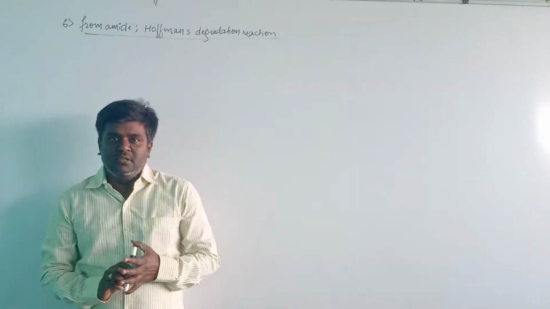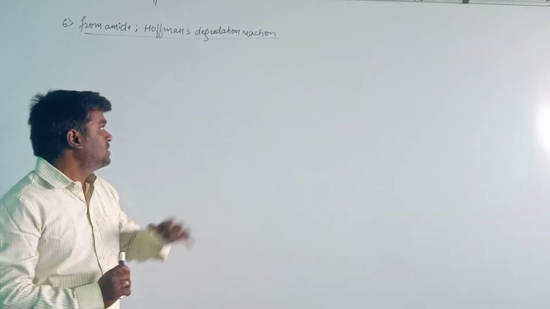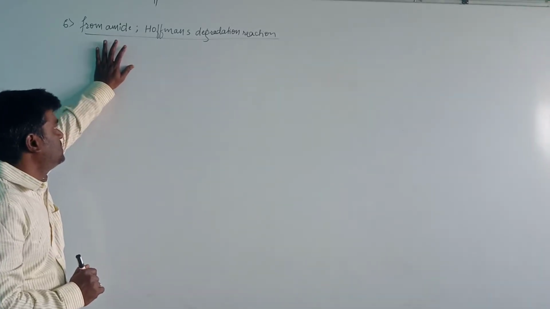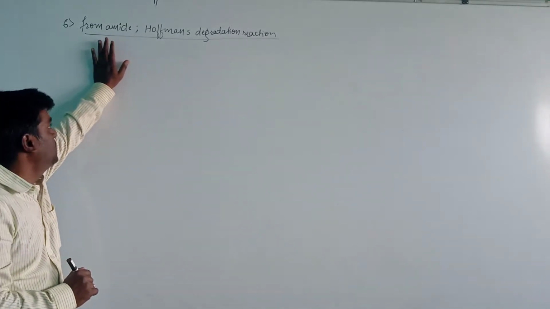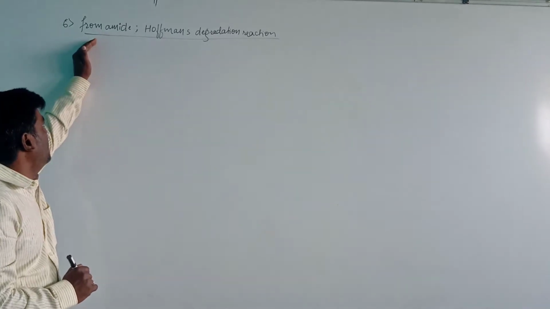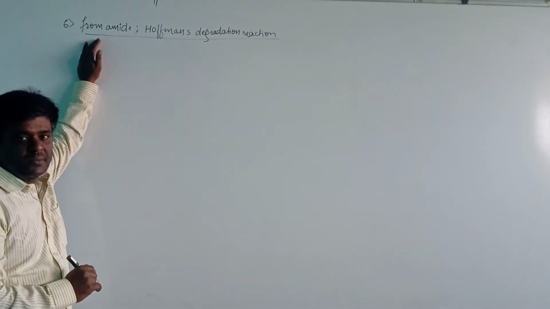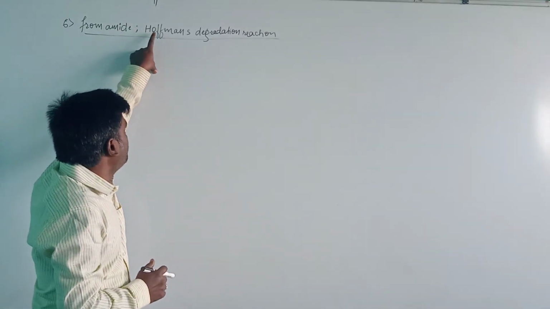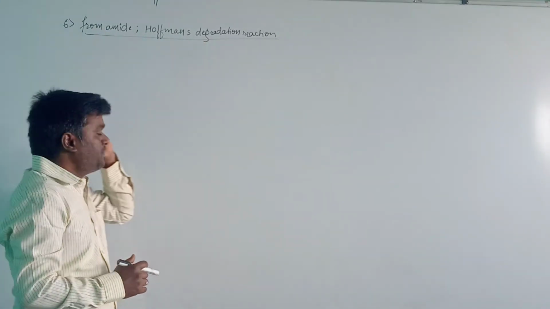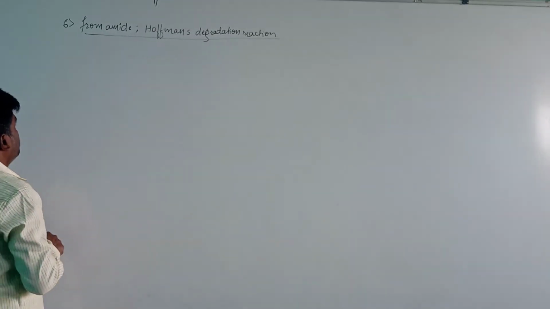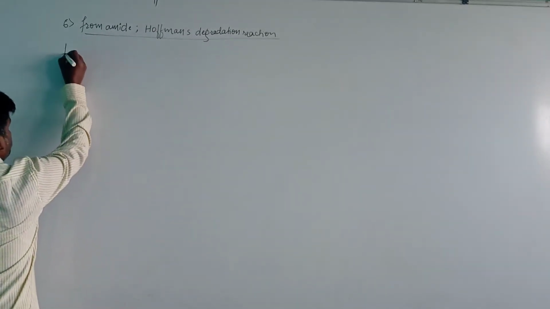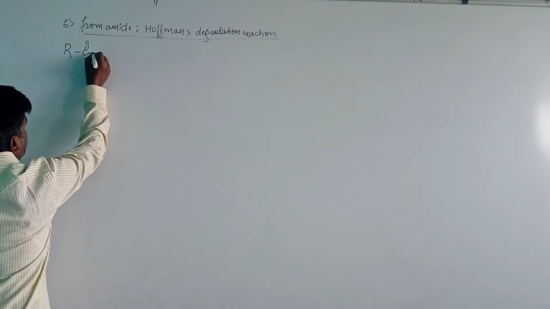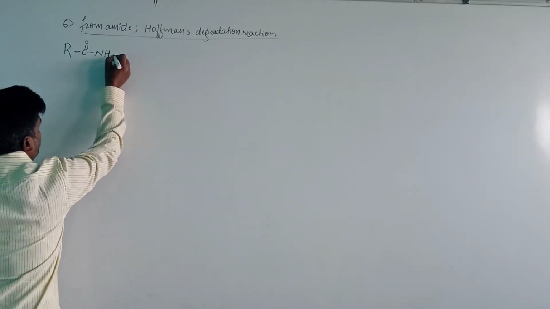Good morning students. In today's class, we are going to discuss the Hofmann degradation reaction, that is, a method for the preparation of an amine with the help of amides. With the help of amides, we can prepare amines by the reaction known as the Hofmann degradation reaction. In the Hofmann degradation reaction, the amides react with an alkali solution of potassium hydroxide and bromine.